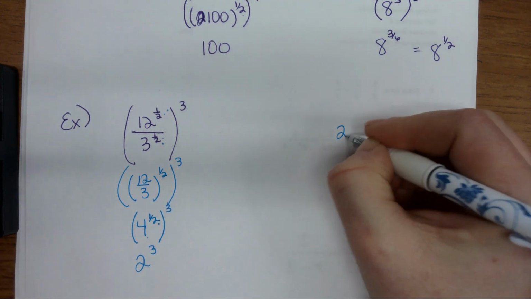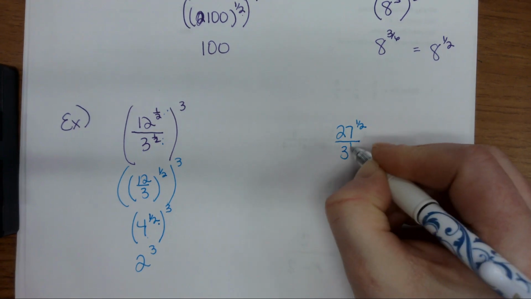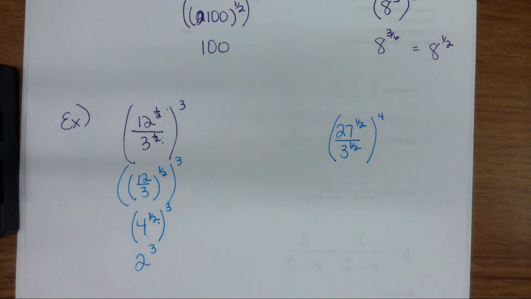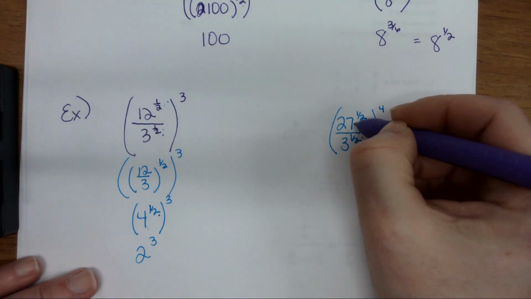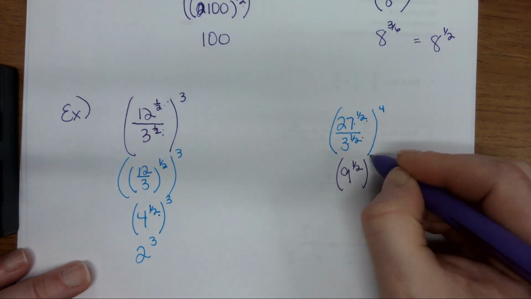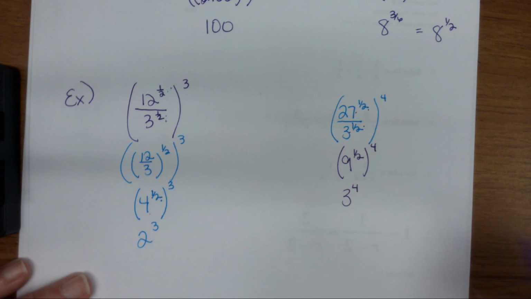Suppose I had 27 to the 1/2 over 3 to the 1/2 to the 4th. How could I simplify that by using this idea? These are both the 1/2 exponent. I'm going to do 27 divided by 3, which is 9 to the 1/2 to the 4th. 9 to the 1/2 is the square root of 9, which is 3, and we'd have 3 to the 4th.